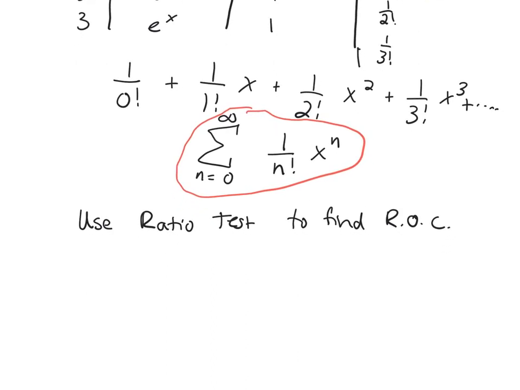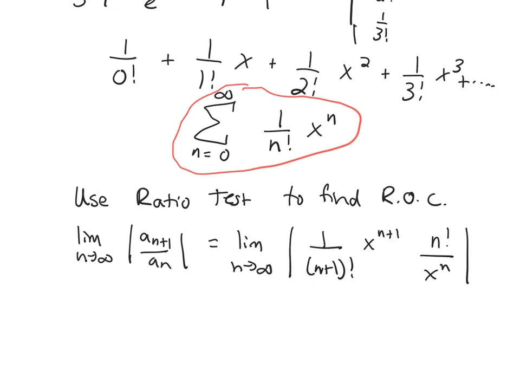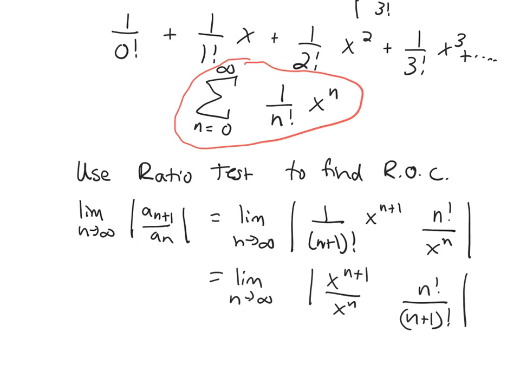So we take the limit as n goes to infinity of a_(n+1) over a_n. Everywhere there's an n, I replace it with n plus 1. So 1 over (n+1) factorial, x to the n plus 1, and then I divide by, so I have to flip it, n factorial over x to the n. We saw a lot of this before our exam. We group our like terms together: x to the n plus 1 over x to the n, and n factorial over (n+1) factorial. And then you simplify.